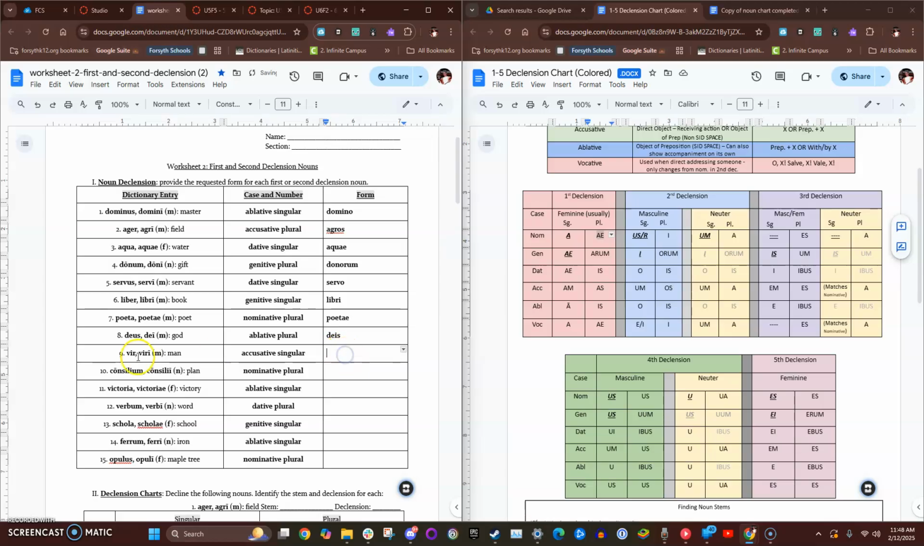Vir, viri. That I tells us it's second declension. The R here tells us it's masculine. And we need to make it accusative singular. So I'm going to find my stem, viri, minus the I. And I'm going to find the accusative singular: nominative, genitive, dative, accusative.